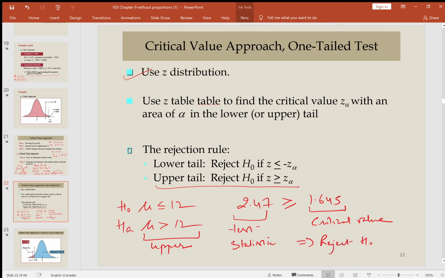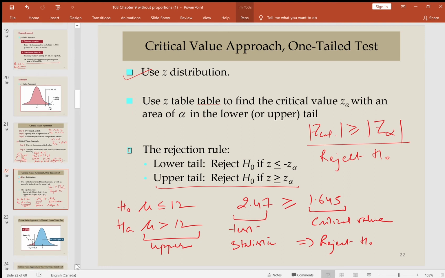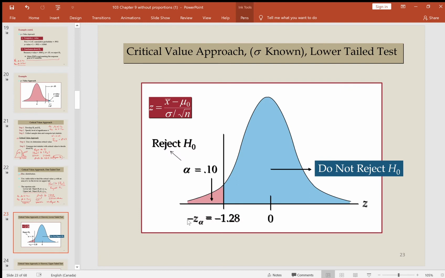So either way is fine. Either you do this or you can use the absolute values. What happens with the absolute values is that you don't need to figure out whether you're in the lower tail or the upper tail. So the absolute value of z calculated versus the absolute value of z alpha, and if this is more than that, then we reject the null. In this case, we don't need to worry whether it's a lower tail test or upper tail test. Both are the same, they give you the same result. So this is just an example.